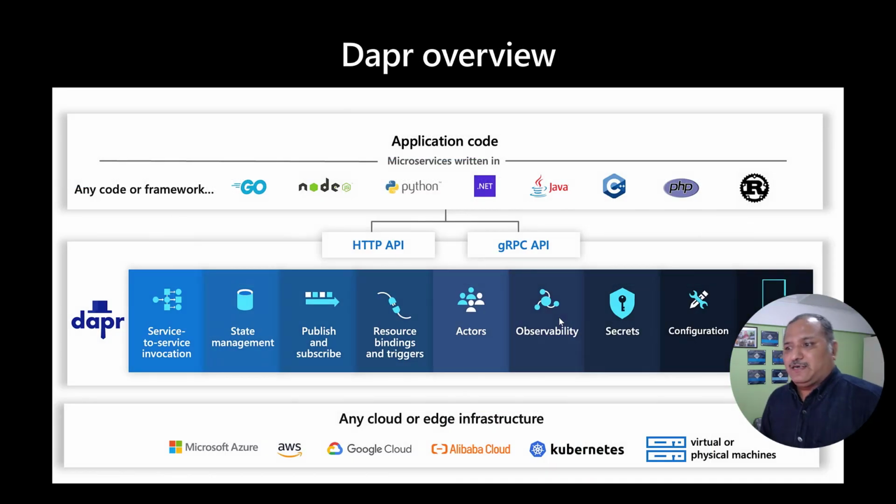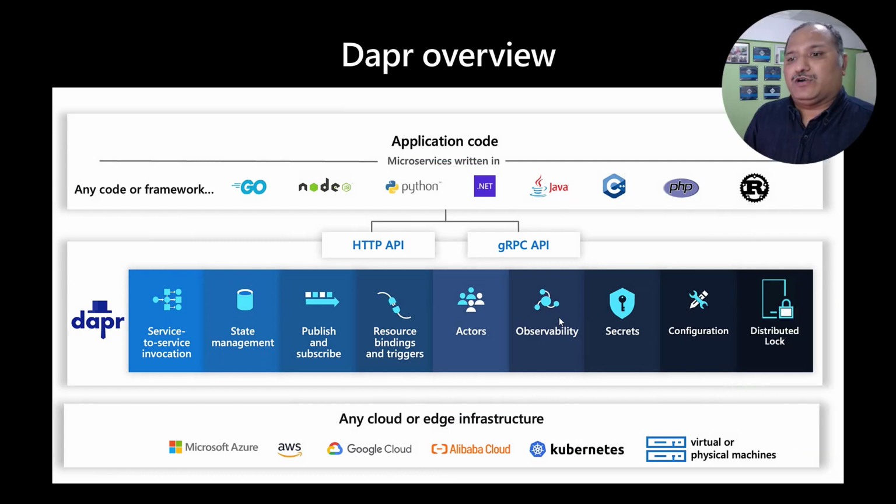In terms of the programming languages, Dapr supports Go, Node, Python, .NET, Java, C++, PHP, and Rust.